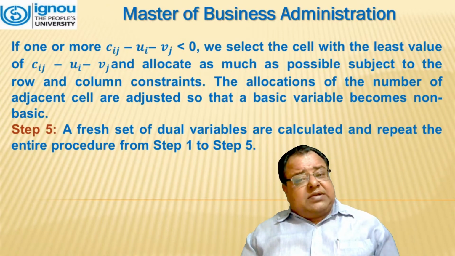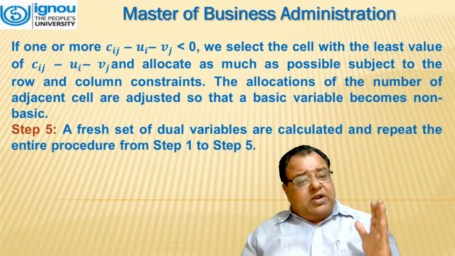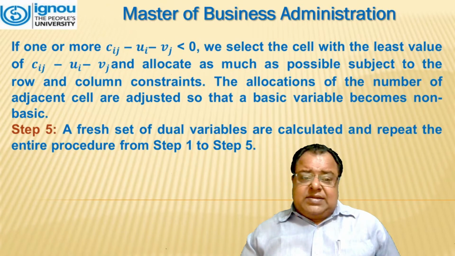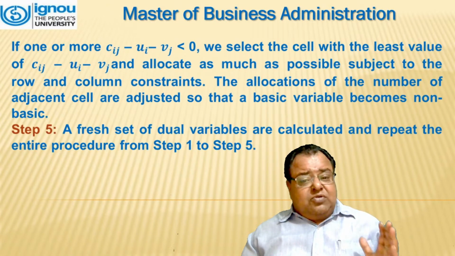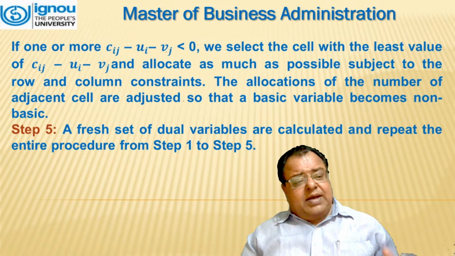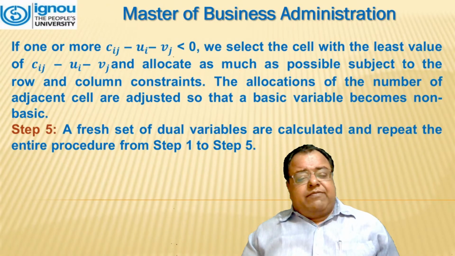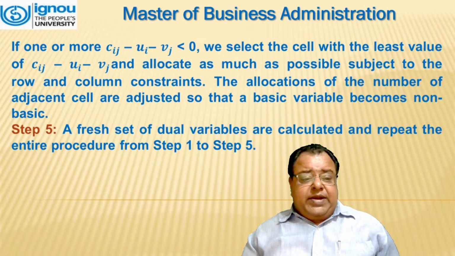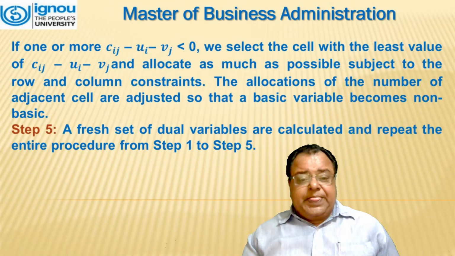and allocate as much as possible subject to the row and column constraints. The allocation of the adjacent cells is adjusted so that a basic variable becomes non-basic. Step 5: a fresh set of dual variables is calculated and the entire procedure from step 1 to 5 is repeated.